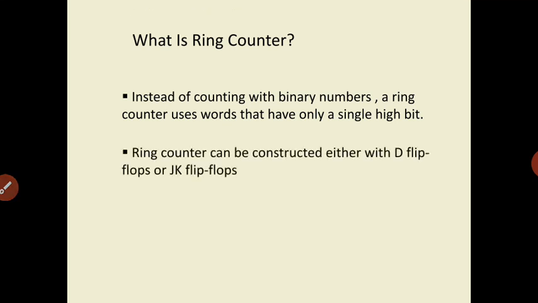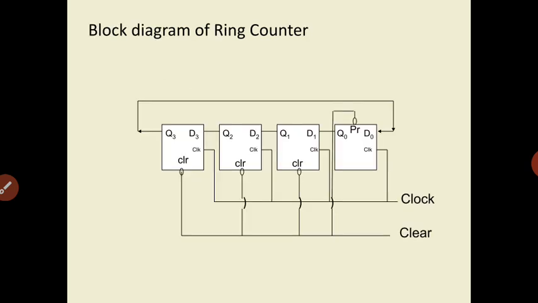Ring counter can be constructed either with D flip-flops or JK flip-flops. Even in the earlier class we have seen the ripple counter, that is also constructed with the help of JK flip-flops, or you can also use T flip-flops for toggling. So JK flip-flops or T flip-flops are used to construct a ripple counter, whereas D or JK flip-flops are used to construct a ring counter.